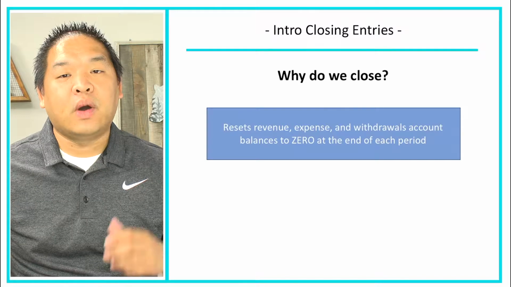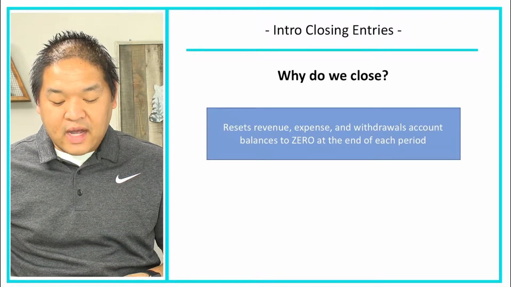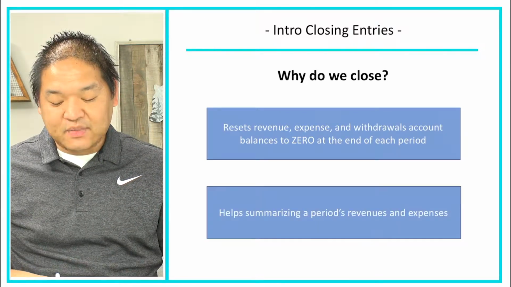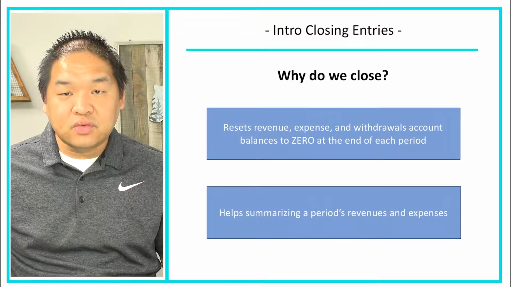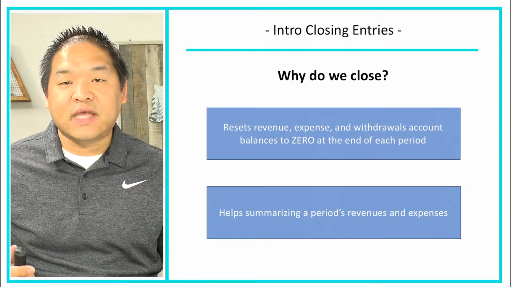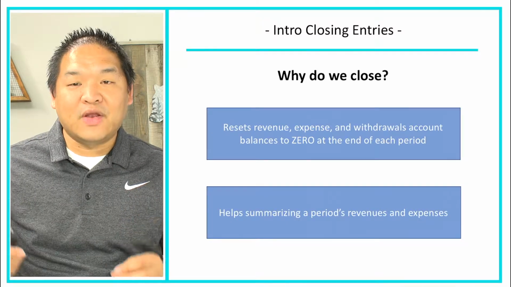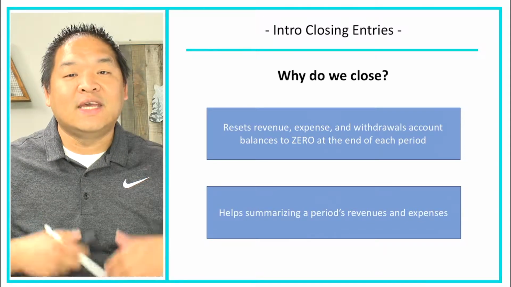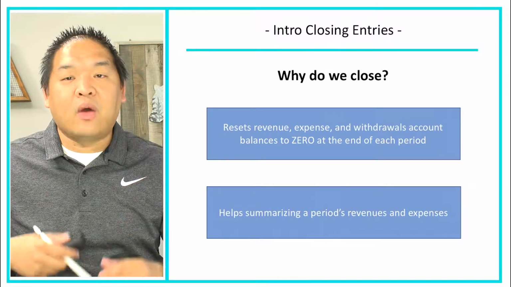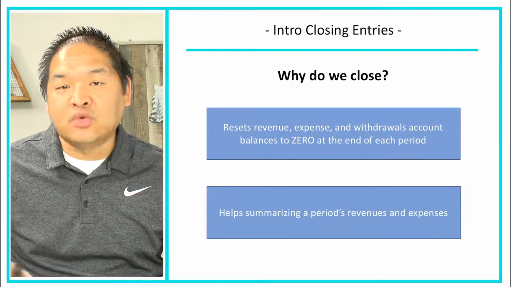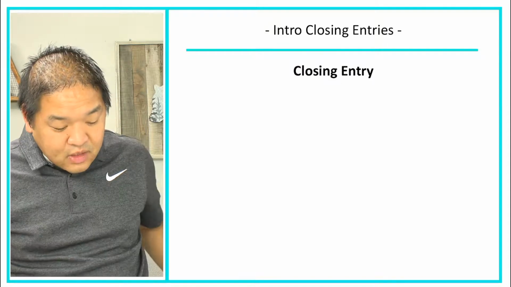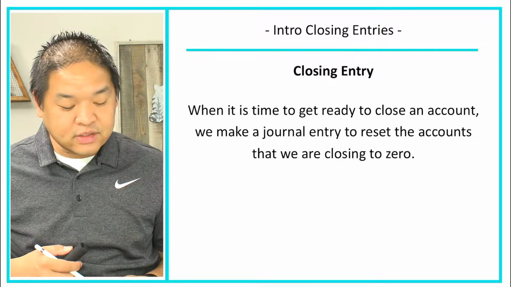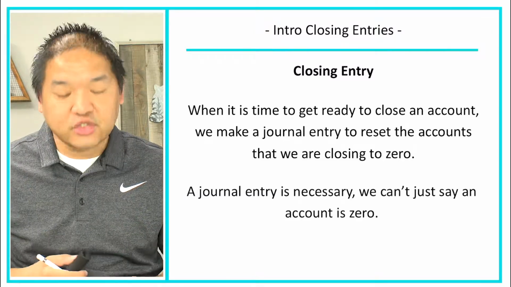The first reason is we want to reset the revenues, expenses, and dividends accounts to 0 at the end of each period. We also want to summarize a period's revenues and expenses, and the way we do that is by closing the accounts. This ties to the time period assumption, which is the assumption that we can break a company's financial information into segments of time. By closing them out, we're breaking it into an annual or yearly basis. So when it's time to close the accounts, we make a journal entry to reset all of the accounts to 0.